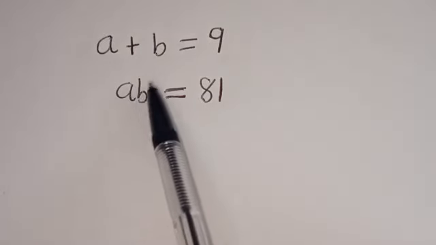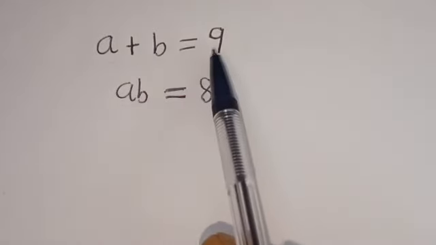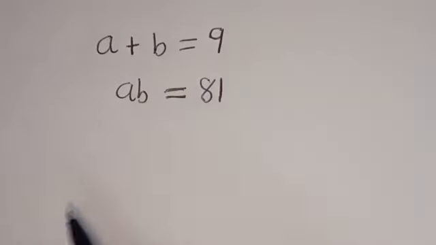Hello, how to solve for a and b in this equation? A plus b is equal to 9, ab is equal to 81. Solution.